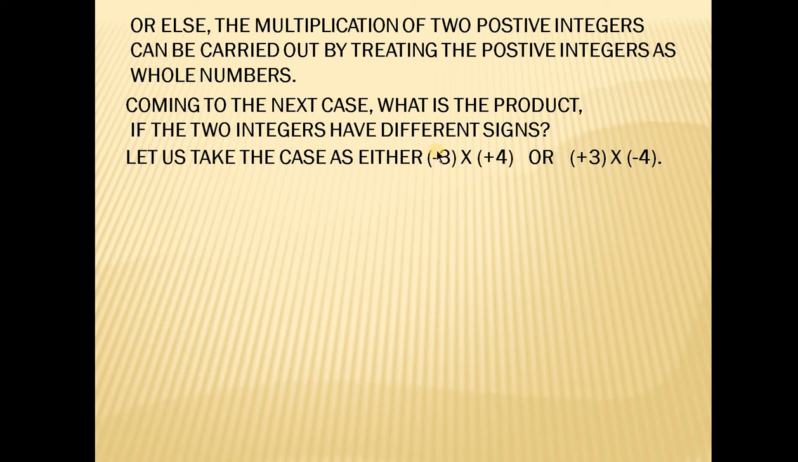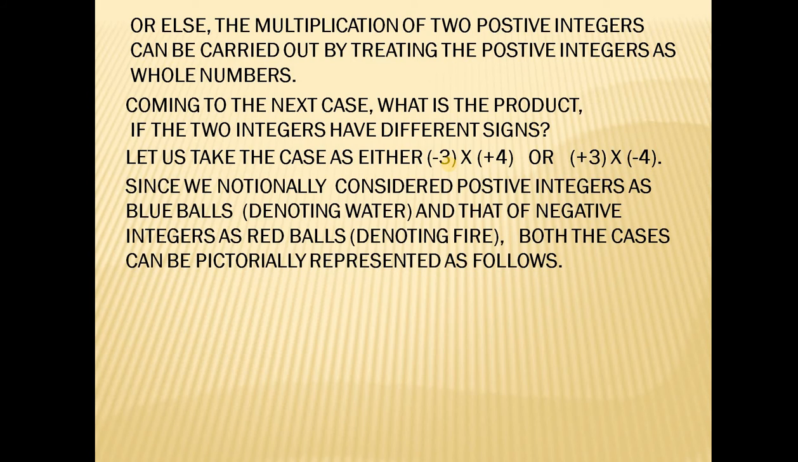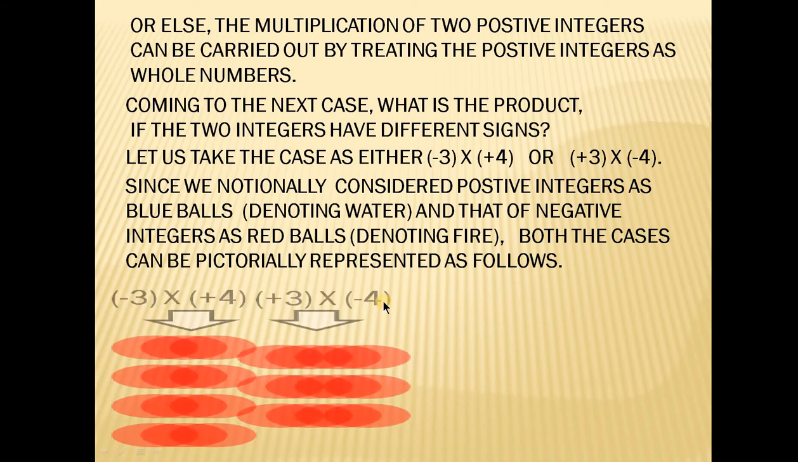So how will you represent this? Negative 3 is in the integer form already. So negative 3 represents red balls denoting fire. Since we notionally consider positive integers as blue balls denoting water and negative integers as red balls denoting fire, both the cases can be pictorially represented as follows.